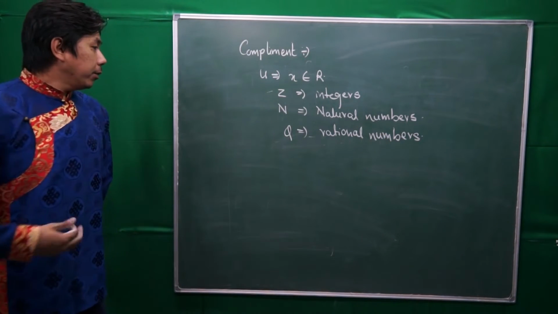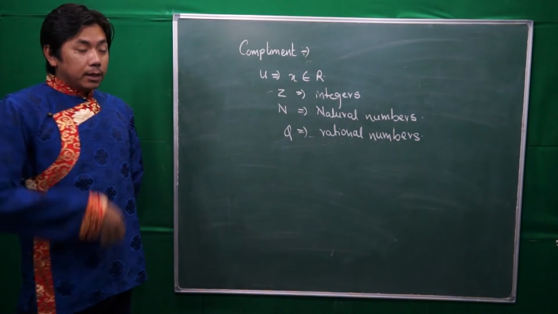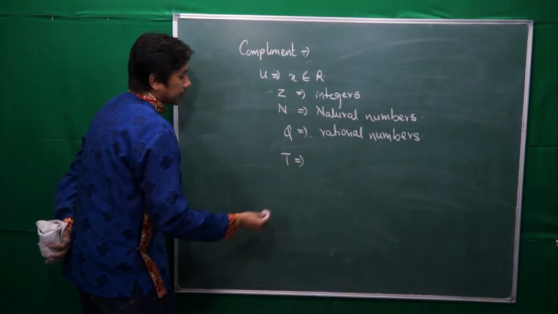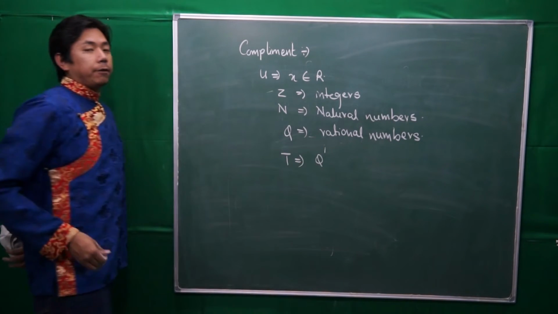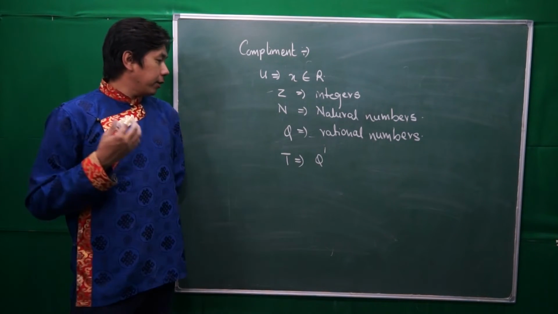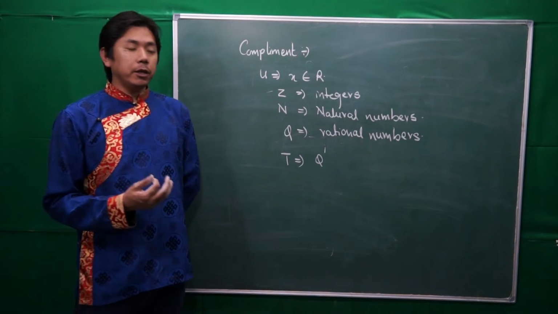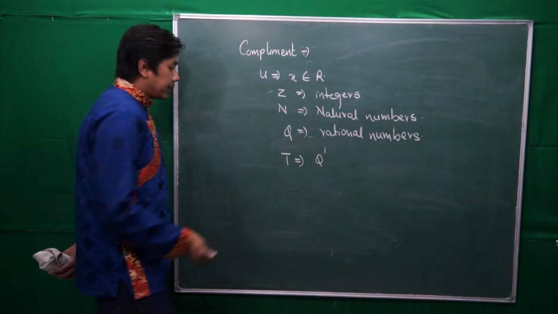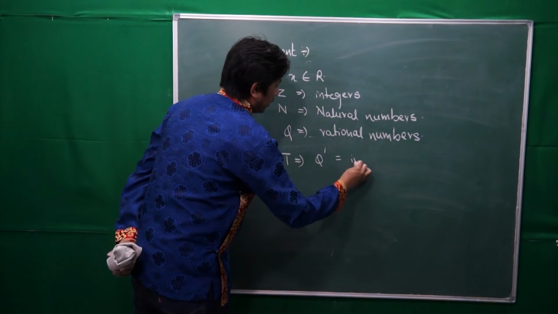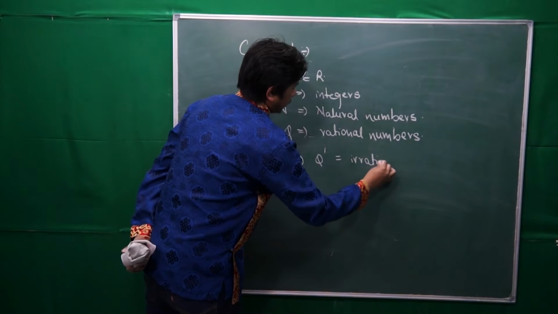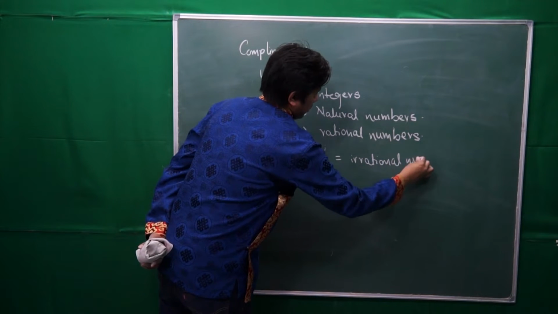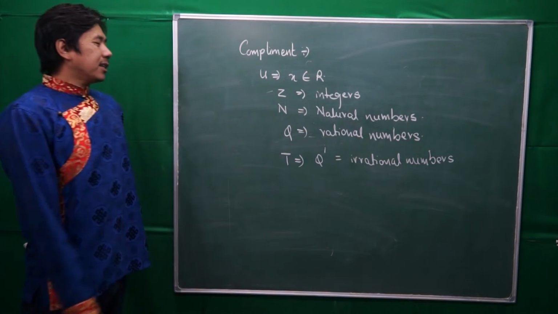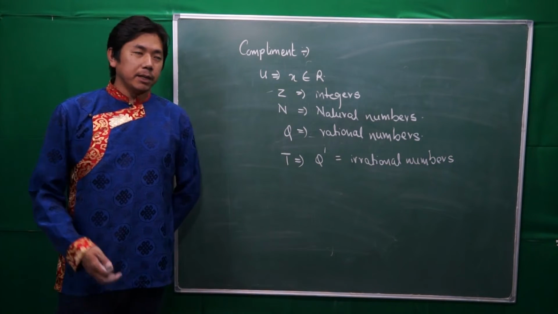So if Q is for rational numbers, in that case your T would be irrational numbers, which is Q complement. If you understand the concept of rational numbers, your T would be Q complement. That means T would be irrational numbers. Okay, so these are certain symbols that we use in mathematics daily.